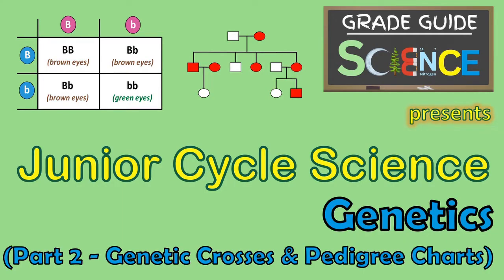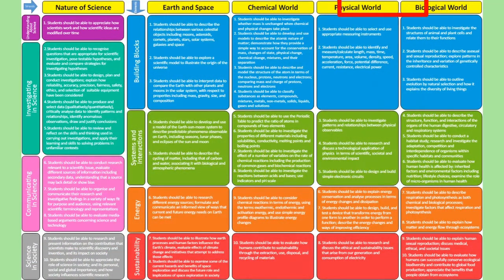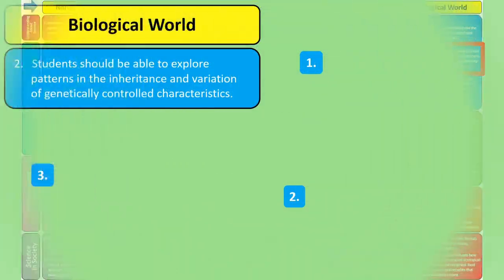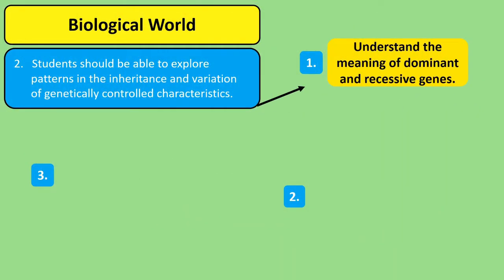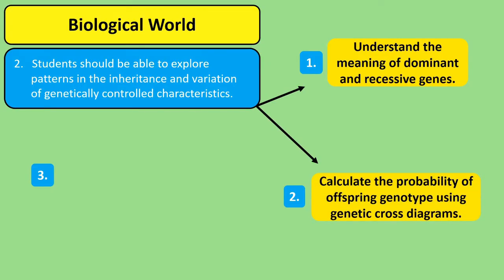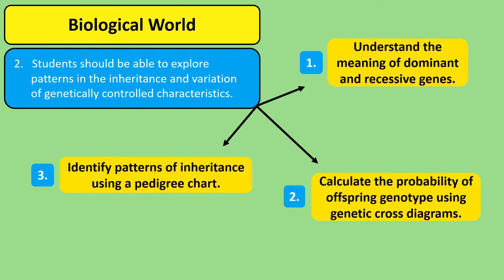This revision video on genetics is directed towards students completing the Junior Cycle Science exam as part of the Irish curriculum. Based off the NCCA learning outcomes, 3 points we'll be covering in this video are understanding the meaning of a dominant or recessive gene. We'll also calculate the probability of offspring displaying certain traits based on their parents' genetics, and lastly track inheritance of certain traits through an individual's family tree.